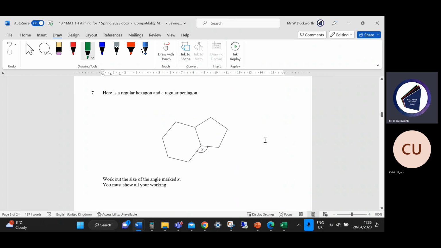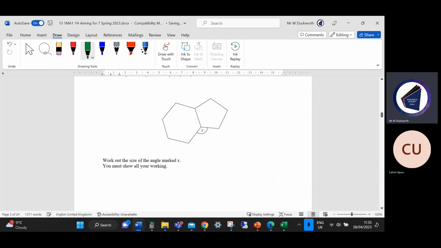Right, here is a regular hexagon, 6-sided, and a regular pentagon, 5-sided. Work out the size of the angle marked with x. Well, that's going to be the 2 exterior angles. So for the hexagon, the size of the exterior angle is going to be equal to 360 divided by 6, which would give us 60 degrees. So that angle there would be 60.